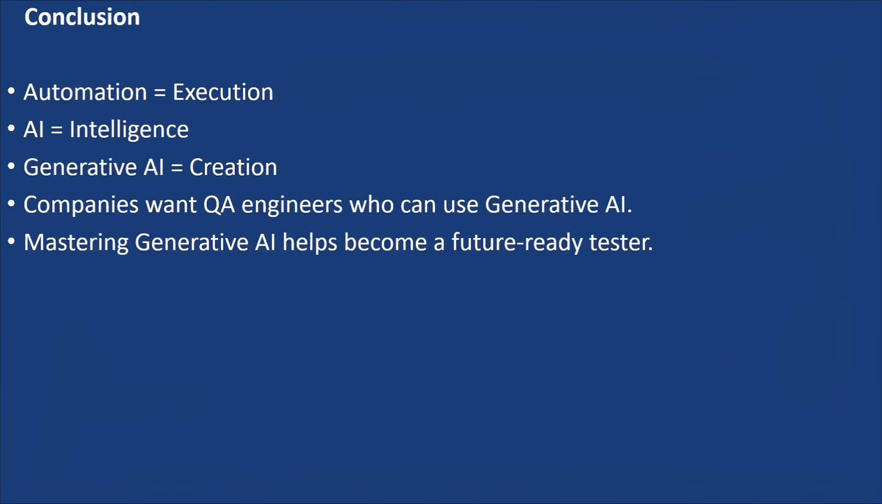So all QA engineers, just remember: automation is execution, AI is intelligence, but generative AI is creation. Companies now want QA engineers who can use generative AI. If you master generative AI, you will become a future-ready tester.